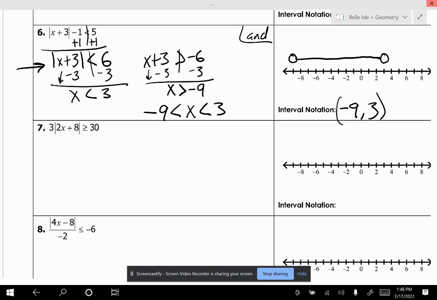Don't distribute, divide. Distributing makes it more complicated, and you end up just undoing it anyway. So my suggestion is to just divide.